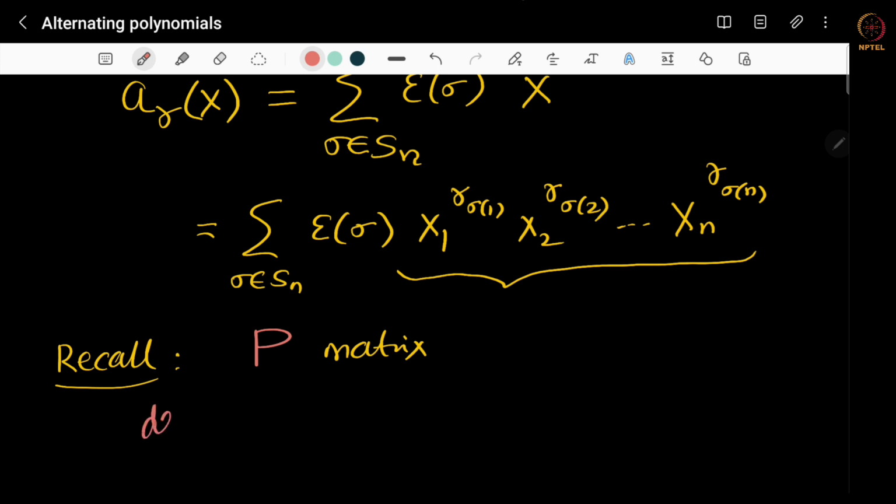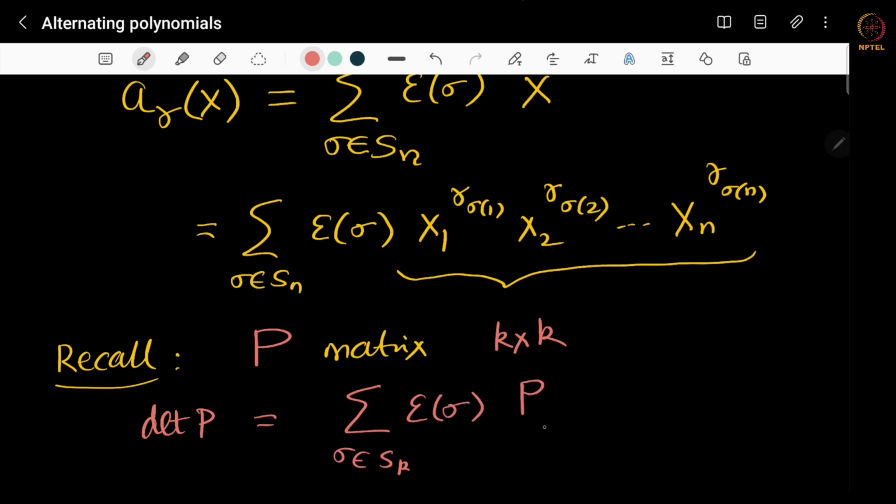Okay, and now recall that when you expand the determinant, this is the sort of expression you'll get. It's a sum over all permutations of the corresponding ijth element of the matrix. Okay, now what does this tell us? So it says that, okay, if you form a matrix as follows, so recall, maybe let me also say this.